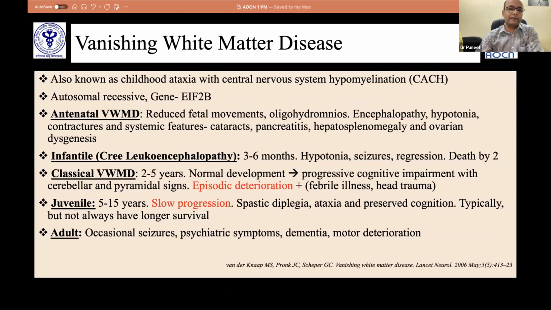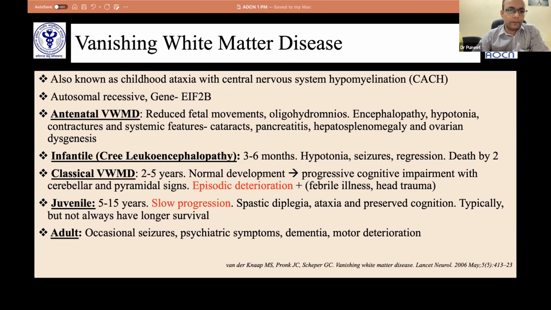So now we will start with the vanishing white matter disease. A brief clinical description of this disease: it is also known as childhood ataxia with central nervous system hypomyelination. It is an autosomal recessive condition, and the responsible gene, as we saw in the previous slide, is EIF2B, and the most common gene variant is EIF2B5.